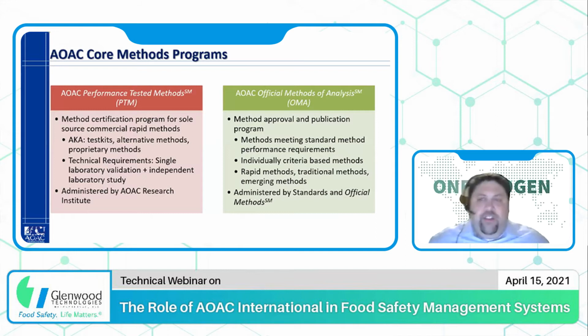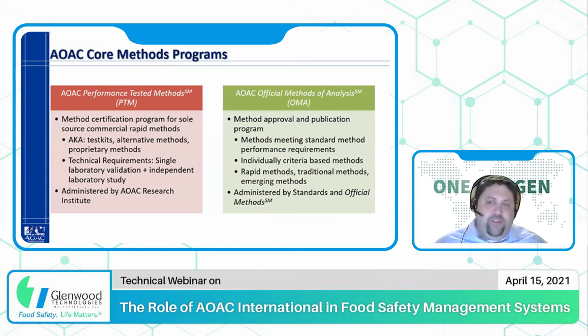In addition to that, there's the AOAC Official Methods of Analysis. Some of you may have heard or seen this commonly referred to as OMA. And this is also a method approval and publication validation program. This involves the use of evaluating standard methods performance requirements and then making sure that the individual method is validated against those requirements. These typically are involved in collaborative multi-laboratory studies to give us additional statistical measures that laboratory to laboratory performance is comparable.